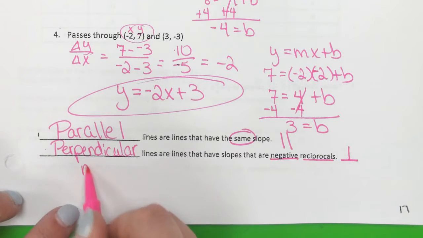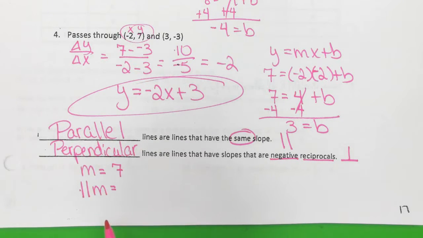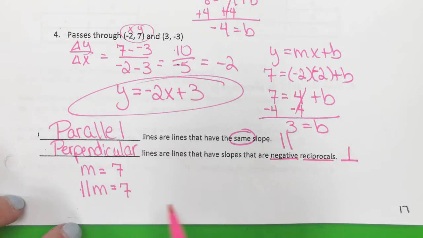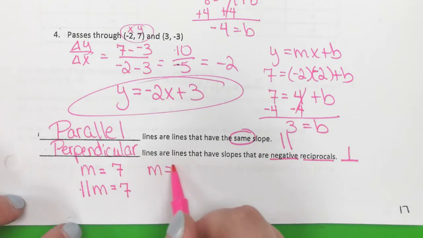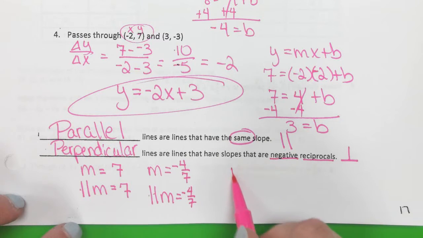All right. What if I were to give you a number, any number? 7. And I wanted you to find the parallel slope. Parallel means they have the same slope. So what's the parallel slope? 7. What if I were to give you negative 4/7? What's the parallel slope? Oh, same. Negative 4/7. There you go.